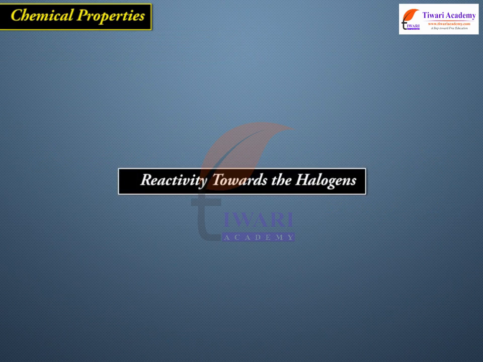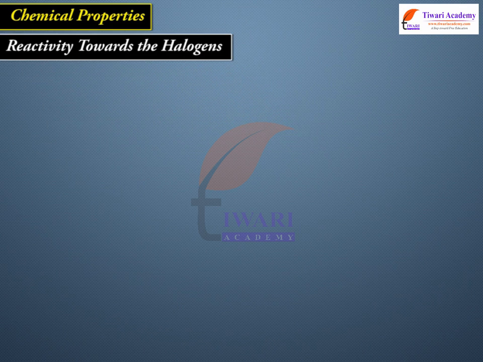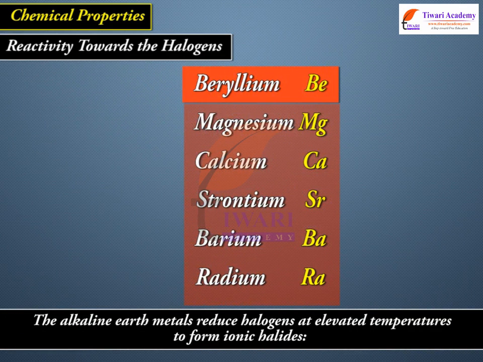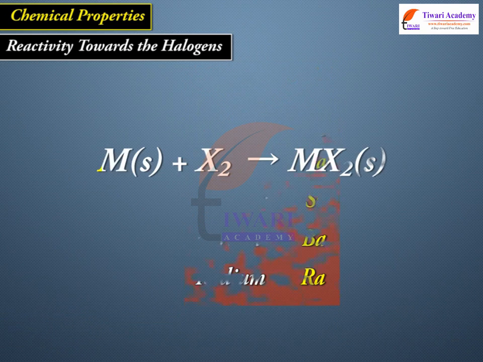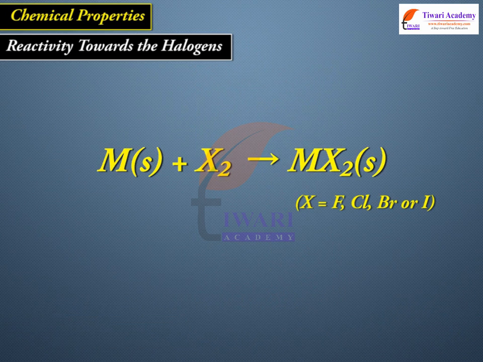Reactivity towards the halogens. The alkaline earth metals reduce halogens at elevated temperatures to form ionic halides. M(s) + X2 → MX2(s), where X is equal to F, Cl, Br or I.